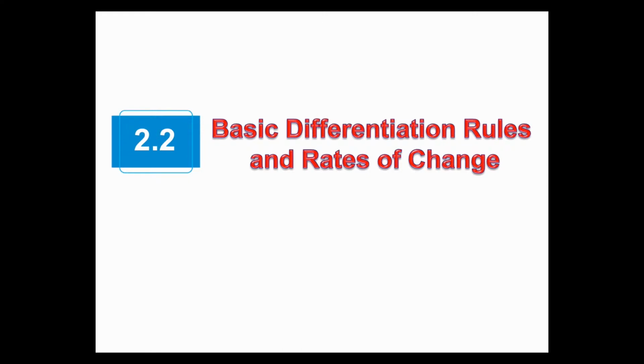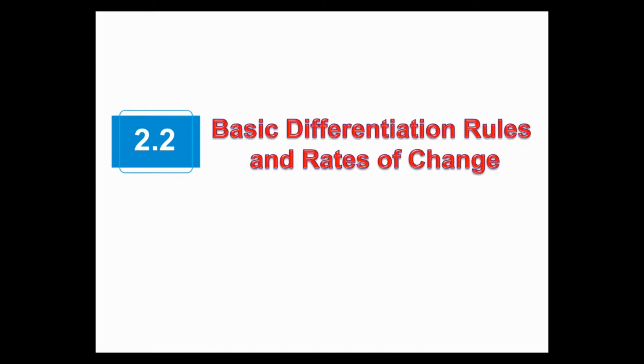Basic differentiation rules and rates of change. Today we find out the second thing that derivatives do for us. The thing we already learned about a derivative is that it is the slope of the tangent line to a curve. Very good. Today we'll get the second thing, which is it's a rate of change. We'll get to that later.